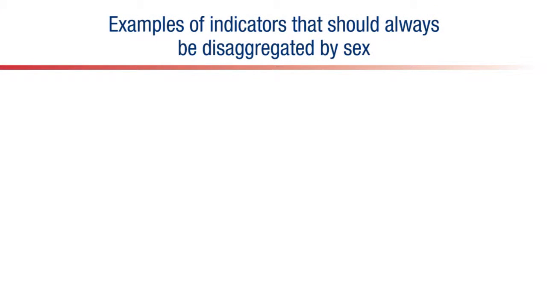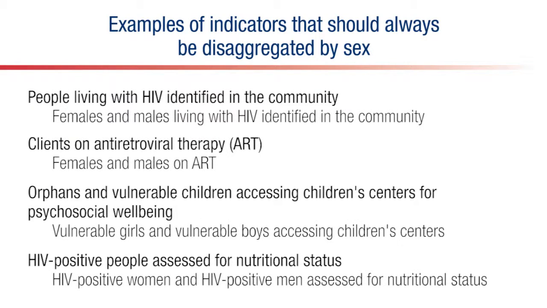It is ideal to start disaggregating data by sex at the beginning of the program, but you can disaggregate data by sex at any time. It's never too late. Examples of indicators that should always be disaggregated by sex: people living with HIV, TB, HIV co-infected people, clients on antiretroviral therapy, orphans and vulnerable children accessing different services, and HIV positive people assessed for nutritional status. Those are only examples.